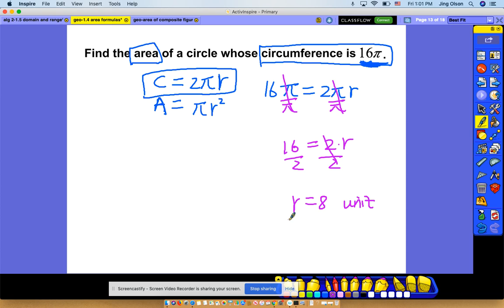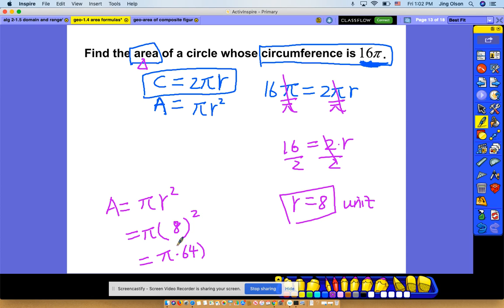Once you know the radius, we need to go back and find the area. Area will be pi times radius squared. Pi times radius, radius is 8, squared. Okay, you only square the 8. We're not squaring the pi, right? So exponents come before multiplication. You only square the 8. You get 64. So pi times 64, which is just 64 pi units squared. So this is my final answer.